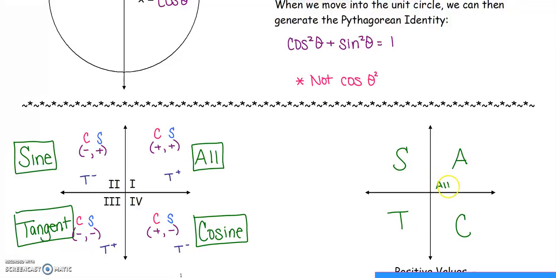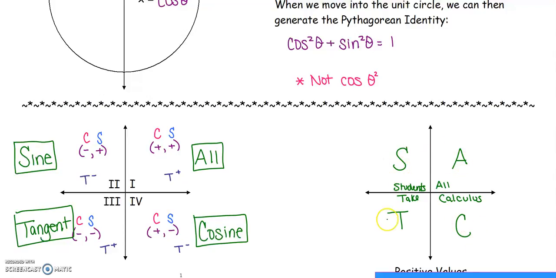I say all students take calculus. This little device helps me remember where each of the trig functions are going to be positive. In quadrant 1, all of them. Quadrant 2, the sine. Quadrant 3, the tangent. Quadrant 4, the cosine. All students take calculus.